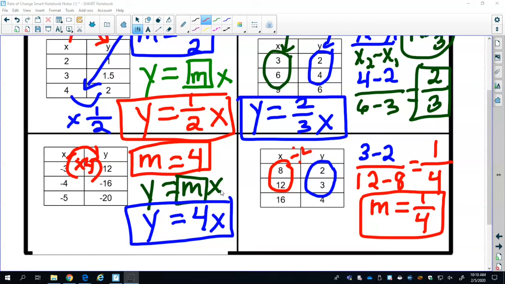And now we're going to take this. Oh, one more thing. If you divide by 4, remember when we divide by 4, that's the same thing as multiplying by 1/4. So that's our other method that we can use. So in our equation, we're going to substitute 1/4 for m. So our equation is going to be y equals 1/4 x. All right, that's it for our lesson on determining slope and function rule from a table.